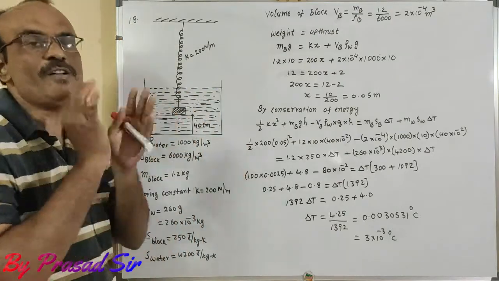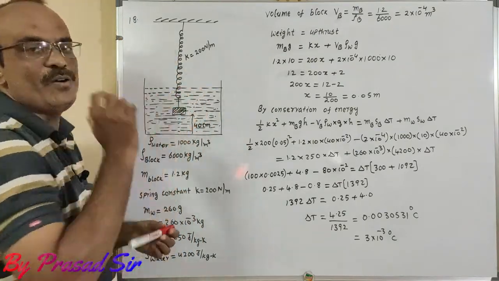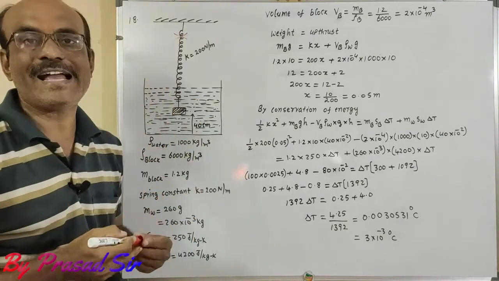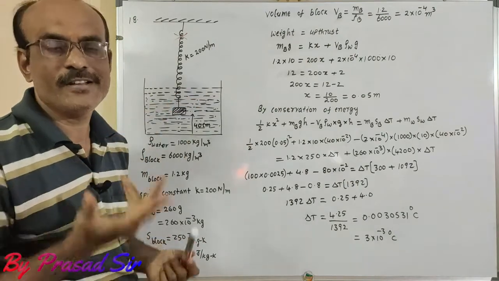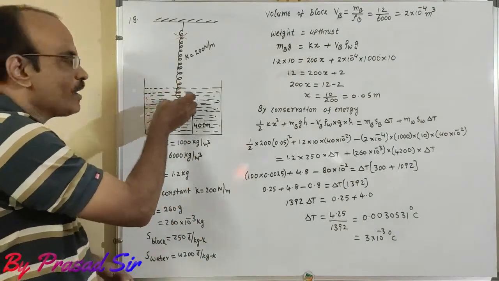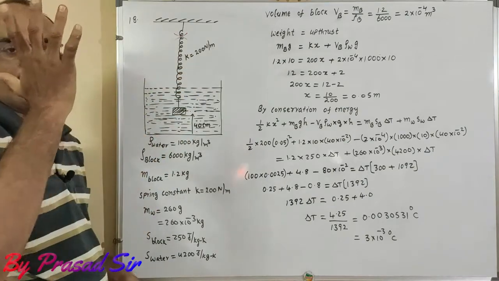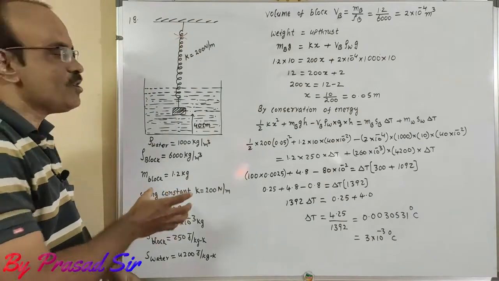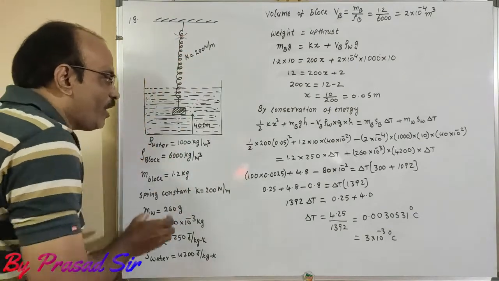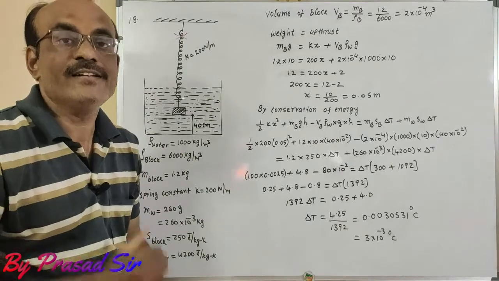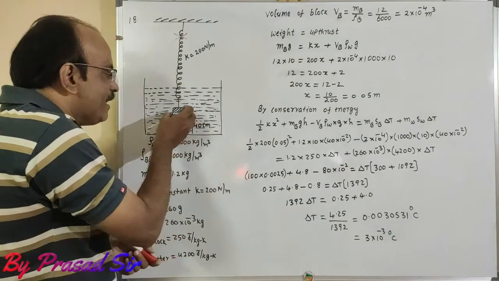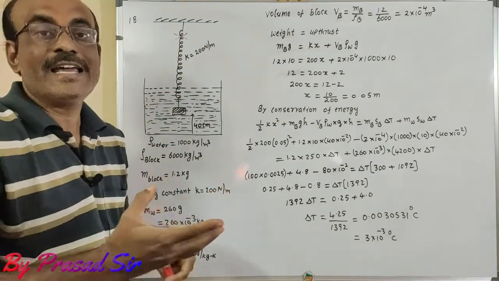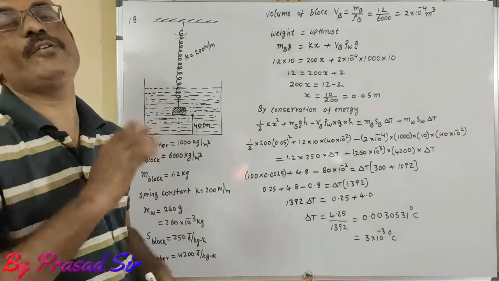Now, what do we want to calculate? What happens here if the spring is detached, that means the spring is cut off? This whole block will fall into the water. That means this energy must be transmitted into the water. So the amount of energy transmitted into the water can be converted into thermal energy. So due to the movement of the block inside the water, how much heat is developed inside the water, that is what we want to calculate.